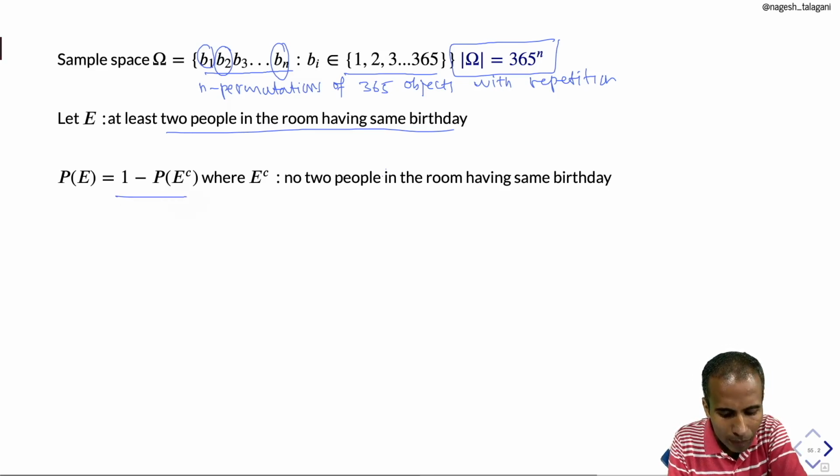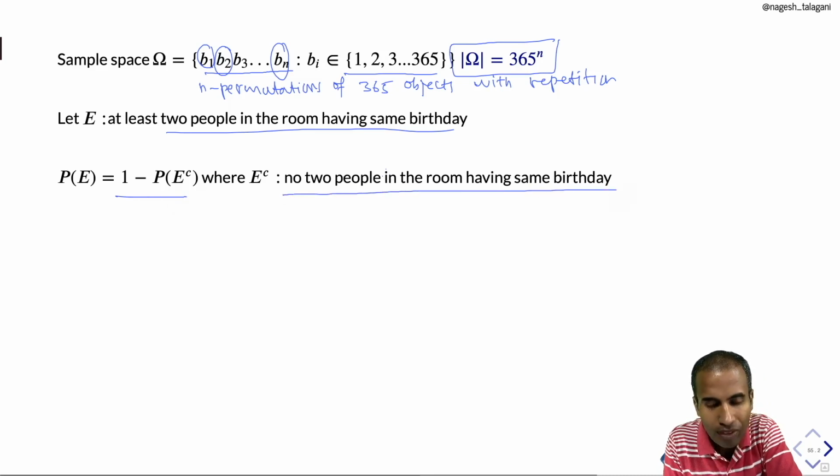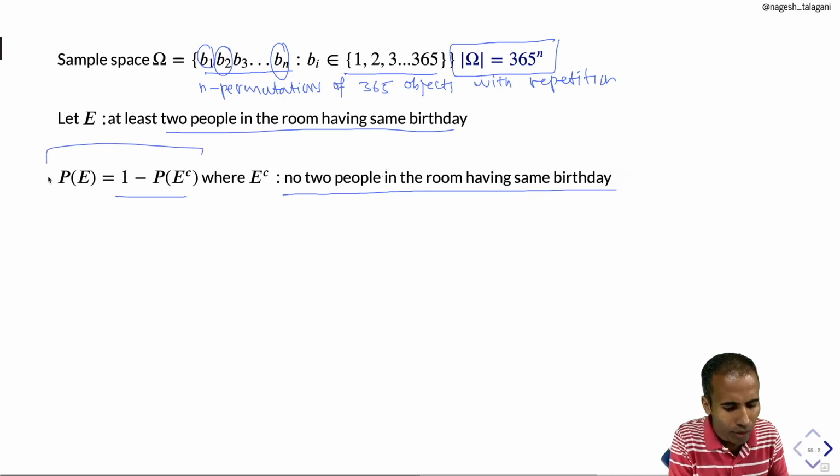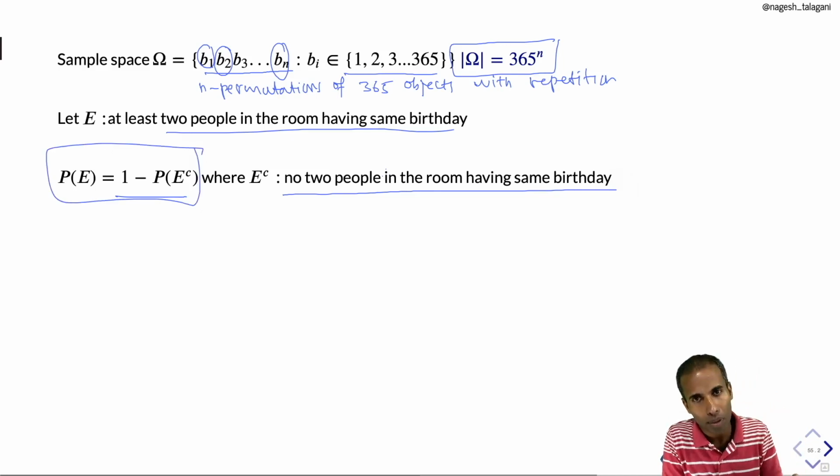Where E complement denotes the event that no two people in the room have the same birthday. E denotes the event that at least two people in the room have the same birthday. Then E complement should be the opposite, right? That means no two people in the room have the same birthday. Let's try to compute the probability of E complement first, then we use this relation to compute the probability of E.